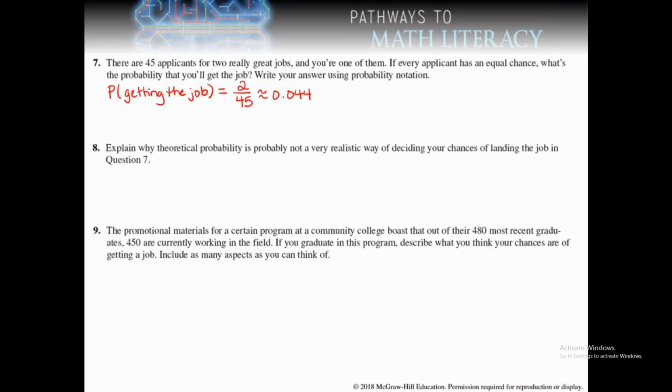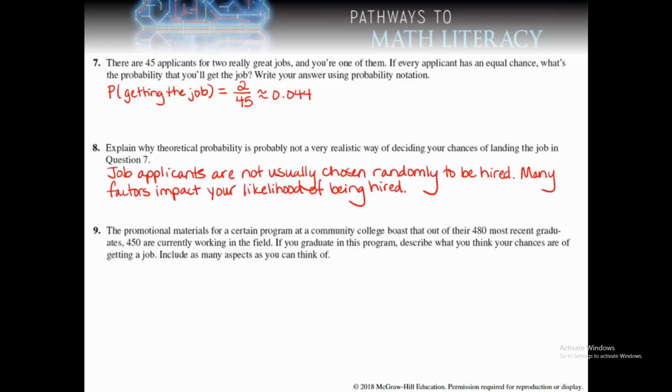In 9, a program at a community college says that out of 480 graduates, 450 got jobs. So if you're a graduate in this program, what are your chances of getting a job? Well, in this case, it's an empirical probability. They're using an actual example of what happened. So your chances would be 450 out of 480. And so that comes out to 93.75%. That's a pretty good likelihood of getting a job.